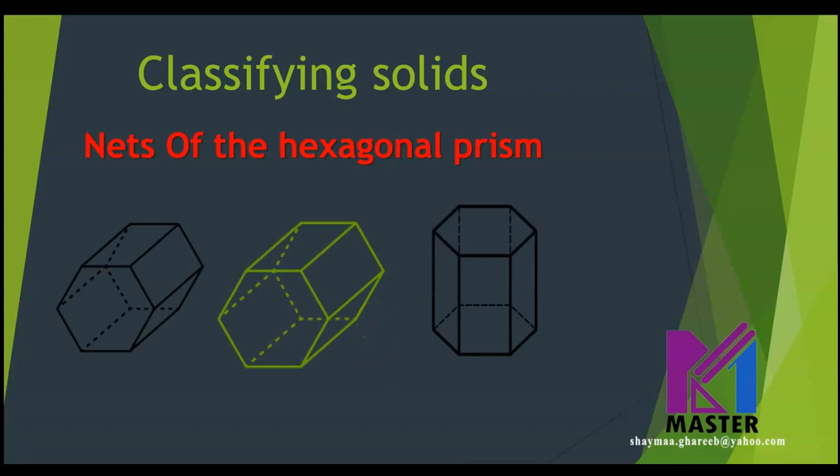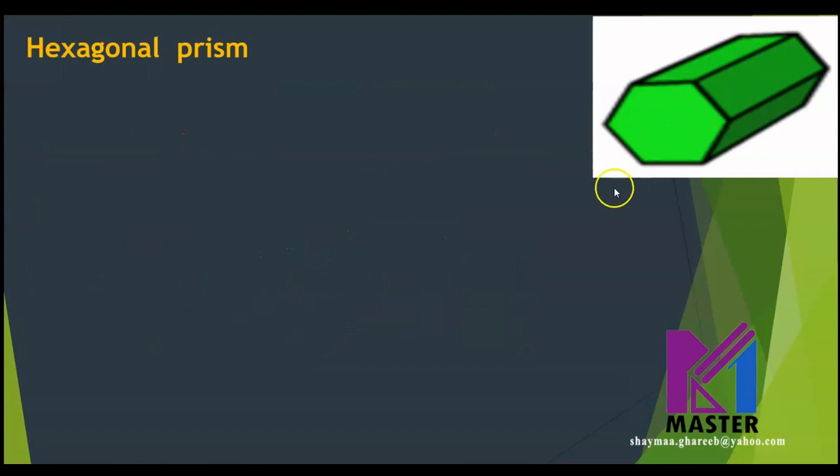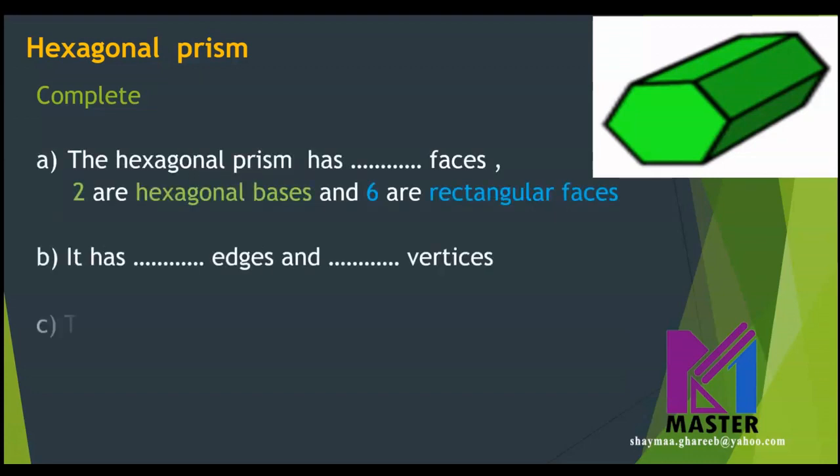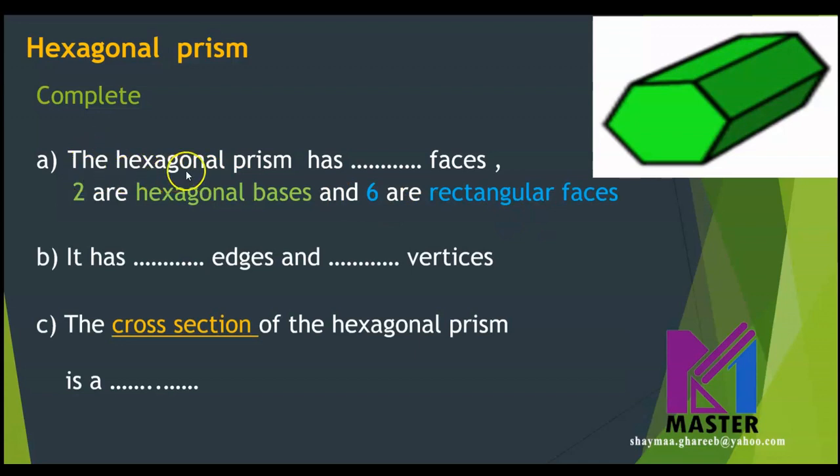Now let's talk about the nets of the hexagonal prism. This is the shape of the hexagonal prism. Let's answer some questions about the hexagonal prism. The hexagonal prism has how many faces? What do you think? 1, and the opposite one 2, and 6 rectangles. So it has 8 faces.